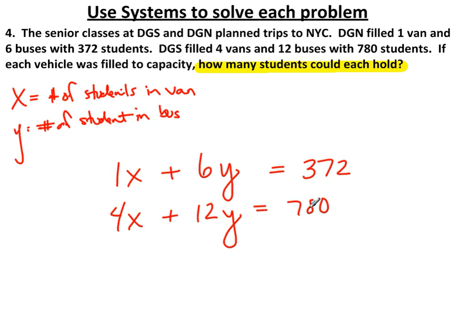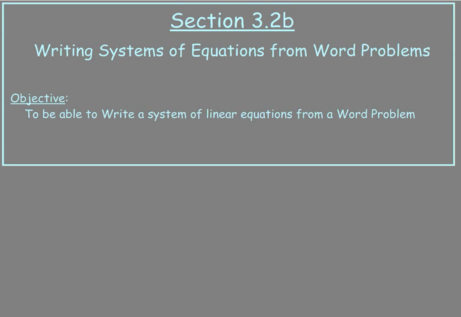If we're actually going to solve this out, just to give you some extra practice, we would have figured out that each van can hold 18 students, and each bus can hold 59 students, and that's how you list it. Vans can hold 18 students, buses can hold 59 students. So hopefully you feel a little bit better.